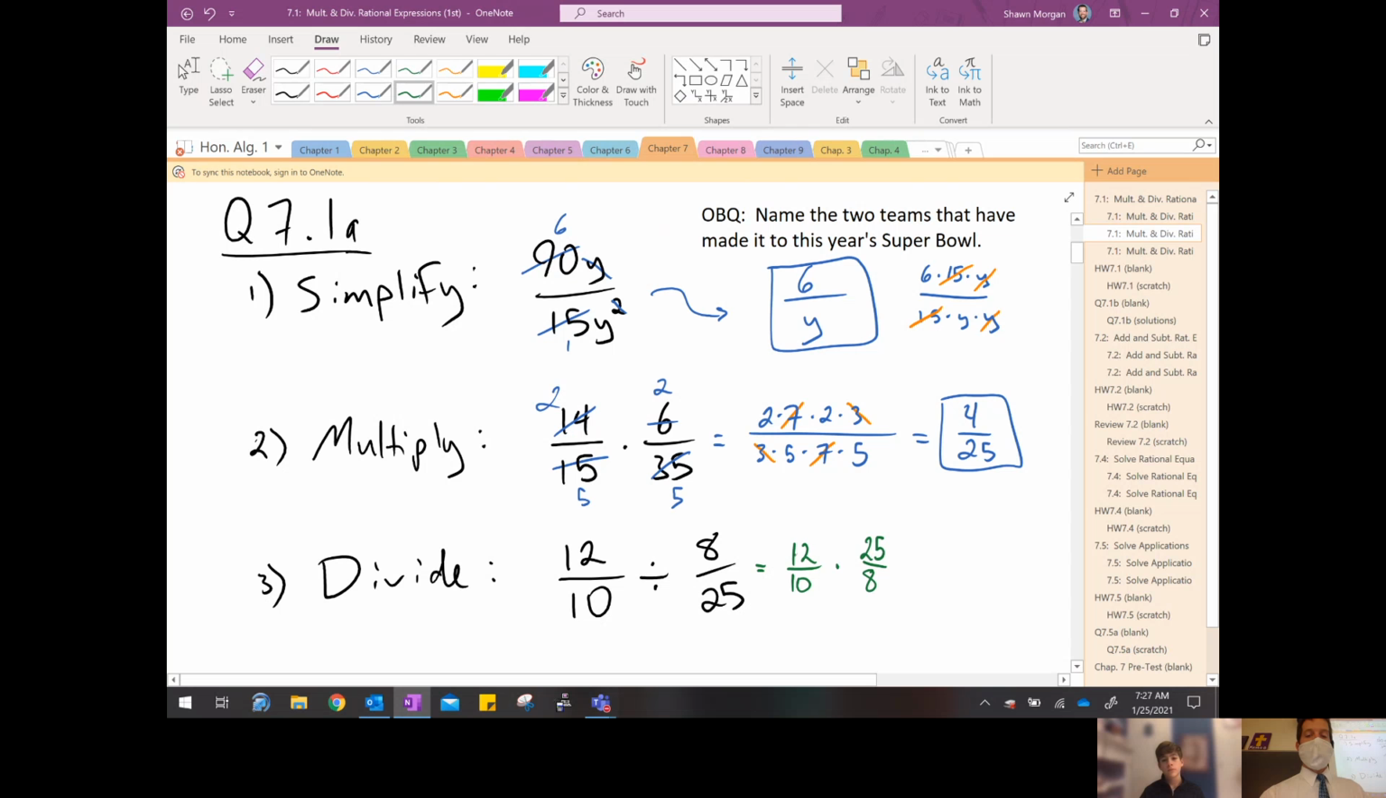And I notice again here that 4 goes into 12 thrice, it goes into 8 twice, 5 goes into 10 twice, and 5 goes into 25 5 times. So what am I left with? What are my answers? 15 over 4. Again, I think I heard somebody say 2. We'd multiply top with top, bottom with bottom.